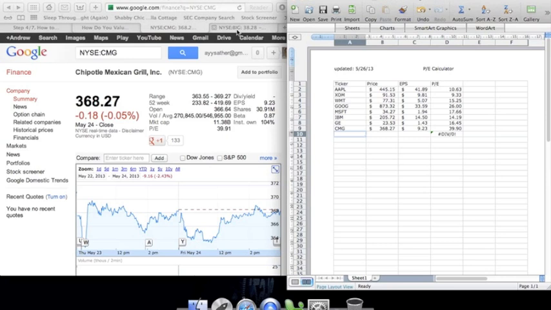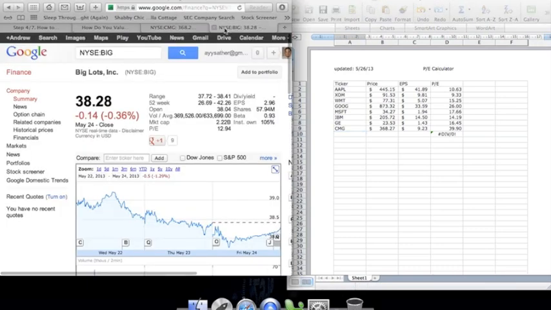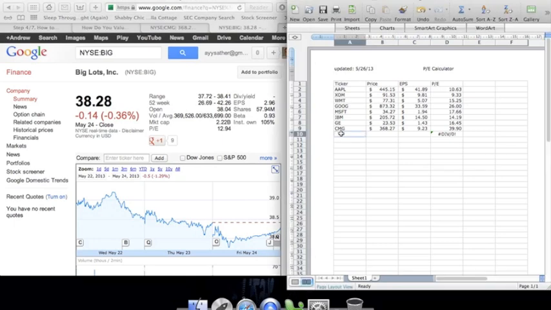Let's now compare that with another company in the same space, and see if we can maybe find a better PE ratio. So I'm going to look over here at Big Lots, and we're going to do the exact same thing. I'm going to take the ticker, BIG. Look at the share price, 38.28. And we want to divide that by the earnings per share. So divide by 2.96. You get a PE of 12.93. You can see the PE there is much lower and much more favorable.